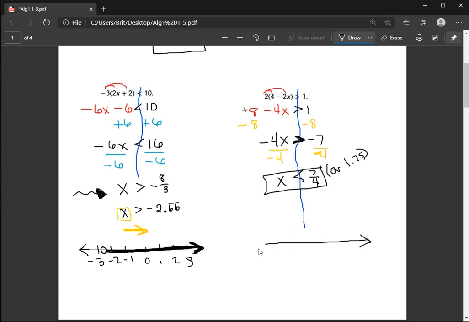So when I go to graph this, I have my numbers on my number line. 1.75 or 7/4 is almost all the way to 2. I don't have the line underneath my inequality symbol to show me that it's equal, so leave that point empty. And then I shade all the values less than that 7/4. So everything to the left.